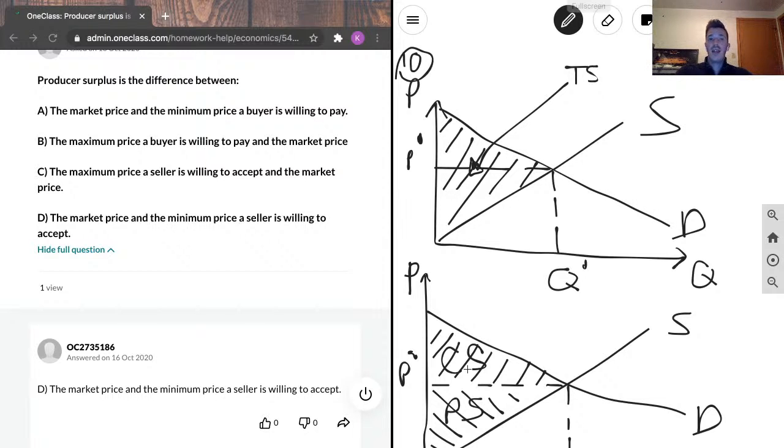So our junior tutor said that the answer is D. Producer surplus is the difference between the market price, so that's this line here, P, and the minimum price a seller is willing to accept. So that is where the supply curve touches the y-axis, so right here. So between here and here and to the left of the supply curve, we've got producer surplus.